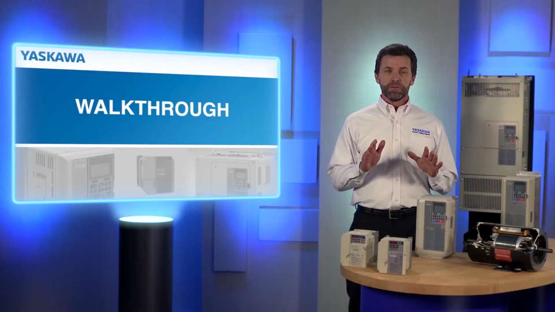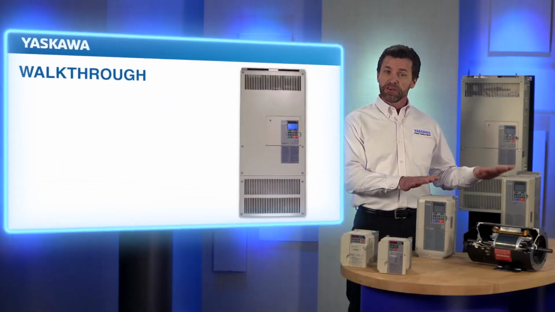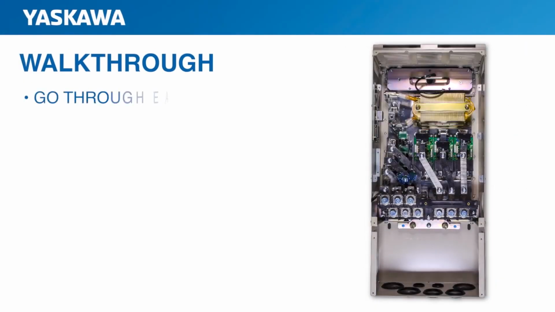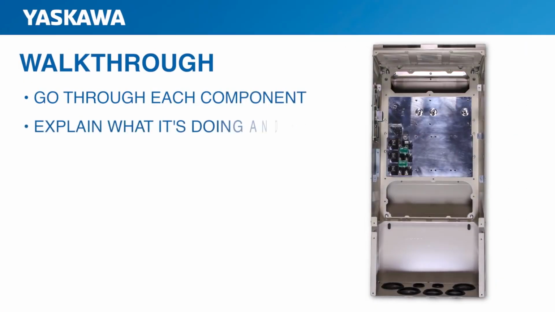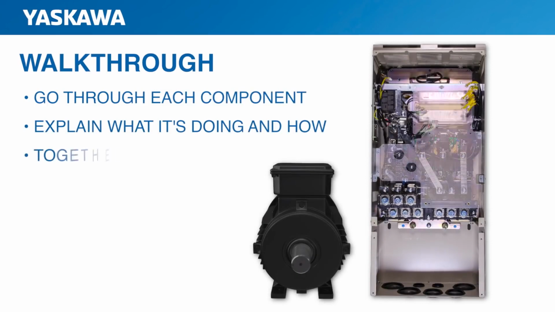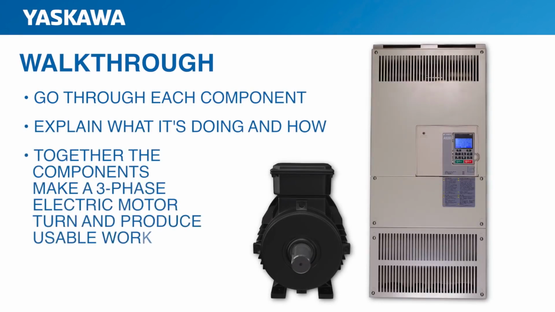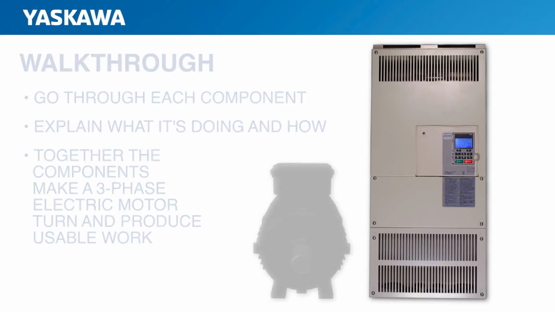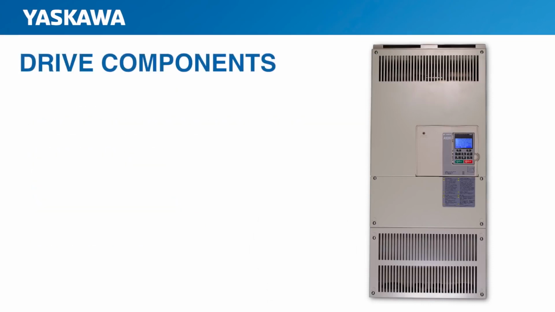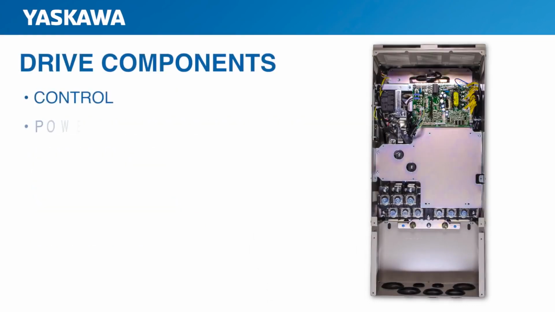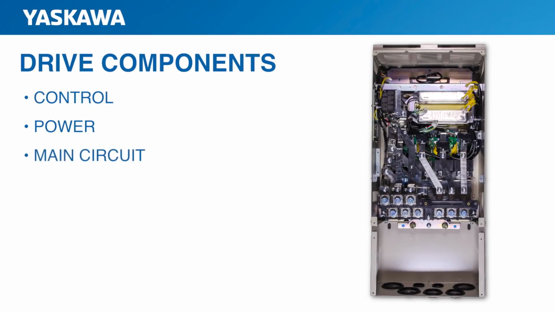We are now going to explain how this device actually works. Now, as we go through each component, we'll explain what it's doing and how. Together, the components make a three-phase electric motor turn and produce usable work. The three major drive components are control, power, and the main circuit.